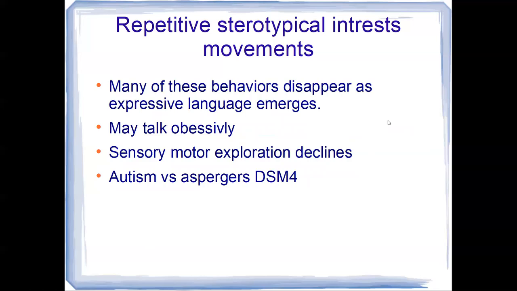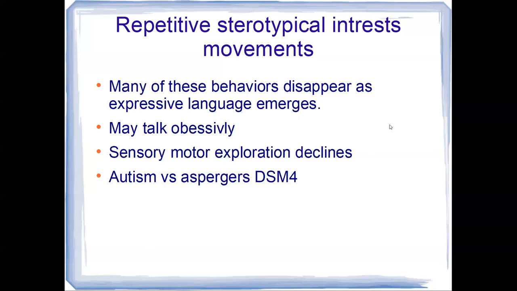And one really interesting pattern that I noticed is that in autism and typically developing infants, this behavior disappears once the child develops the ability to speak or expressive language. In autism, you still see that they may talk obsessively about a subject, but those sensory motor exploration things tend to disappear once they gain verbal skills and are no longer nonverbal.